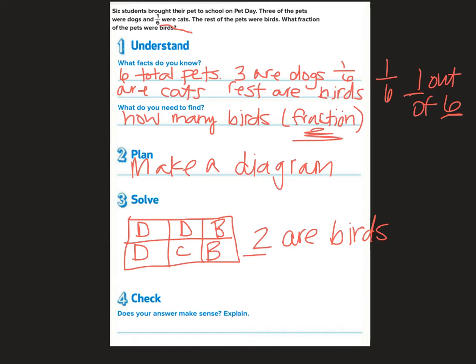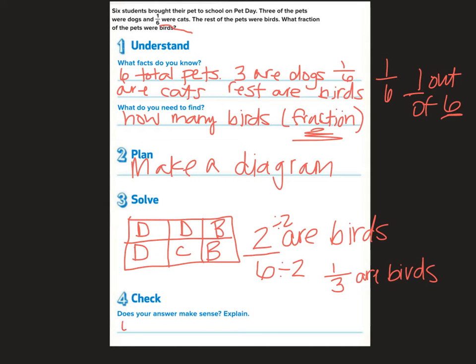Fraction. 2 out of 6 are birds. Now, if you're at that next level where you'd like to simplify, you could divide by 2 and get 1/3 are birds. So it's up to you if you would like to do the simplified or not, because you're like, Ms. Hamer, I don't understand it. That's fine. We haven't covered it yet. I'm just taking it to the next level for those who are ready.